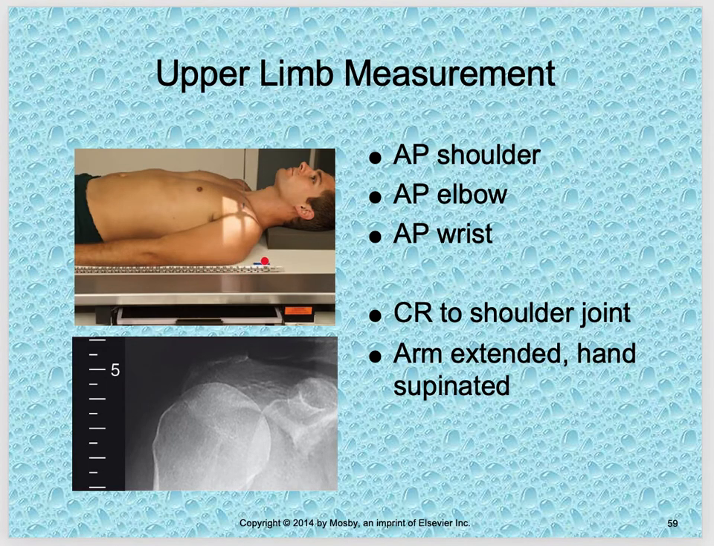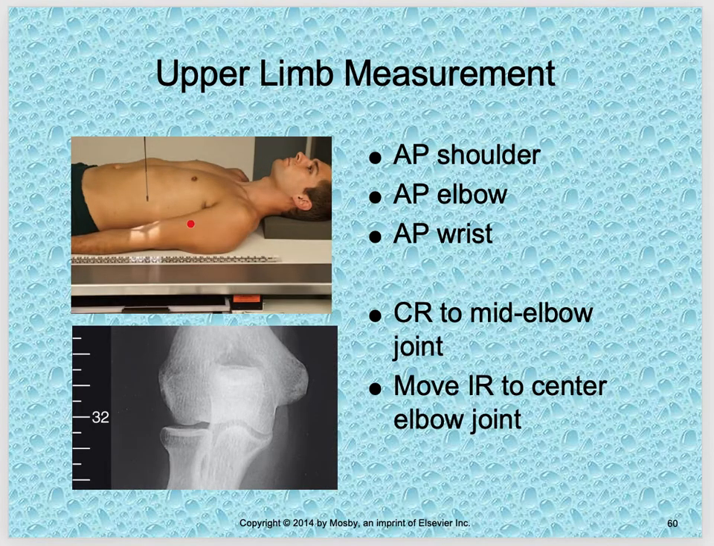Okay, so the entire ruler's laid out along the limb. You're not going to move the ruler or manipulate the limb at all, so make sure that it's set up correctly to begin with. Central ray is to the shoulder joint, arm extended, hand supinated. Okay, so the hand is in an AP position, so this shoulder is going to be viewed in a neutral position. You're not going to see your greater or lesser tubercle on your shoulder.